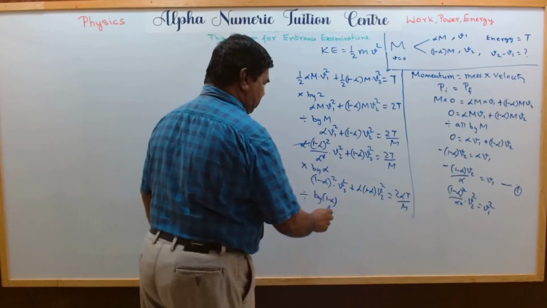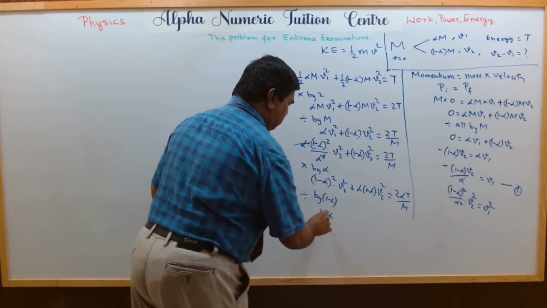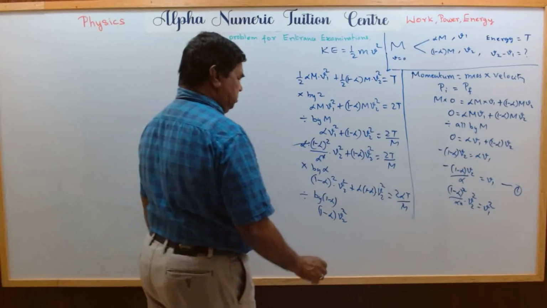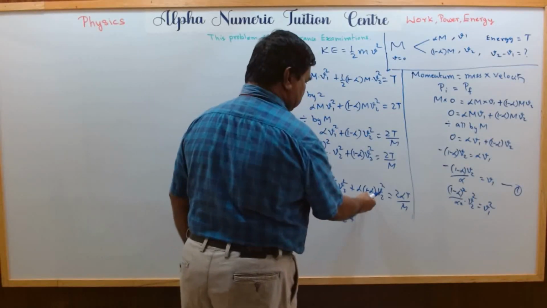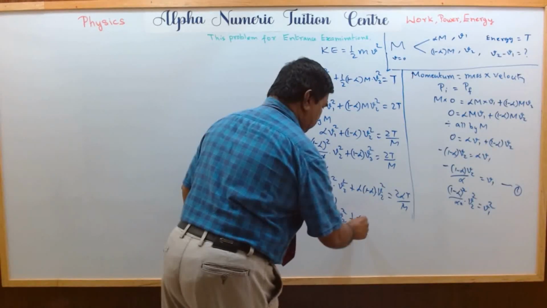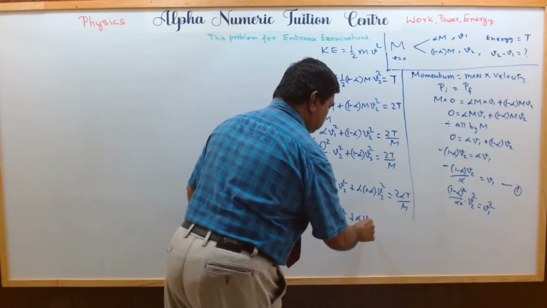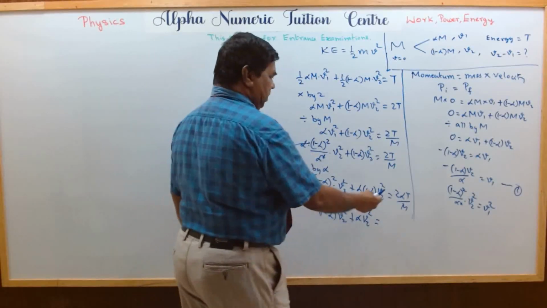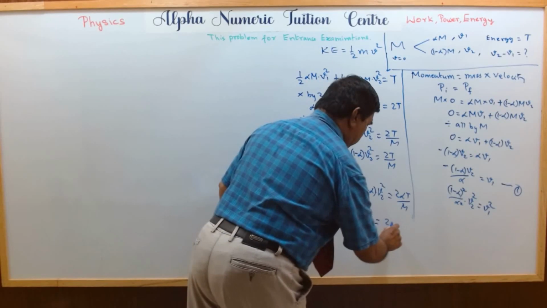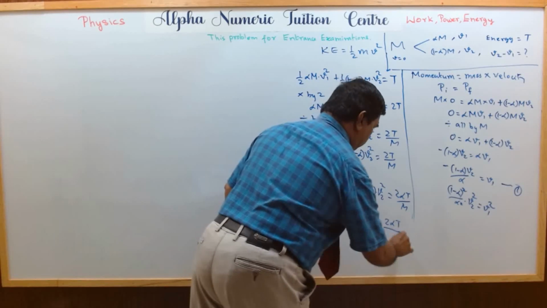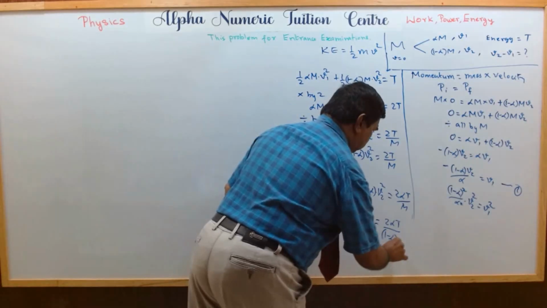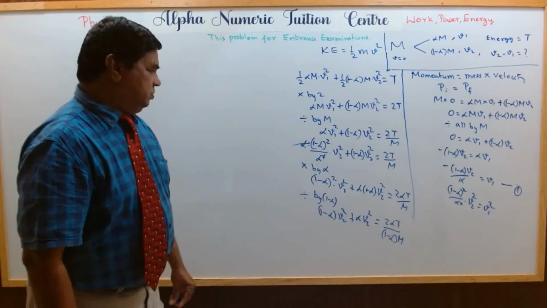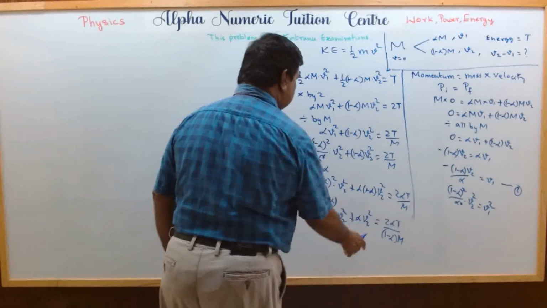Okay. If you divide 1 minus alpha by 1 minus alpha, the remaining will be (1 minus alpha) v2 squared. So dividing 1 minus alpha by 1 minus alpha will cancel. The remaining will be alpha into v2 squared. That is equal to, dividing by 1 minus alpha, 2 alpha t by (1 minus alpha) m.